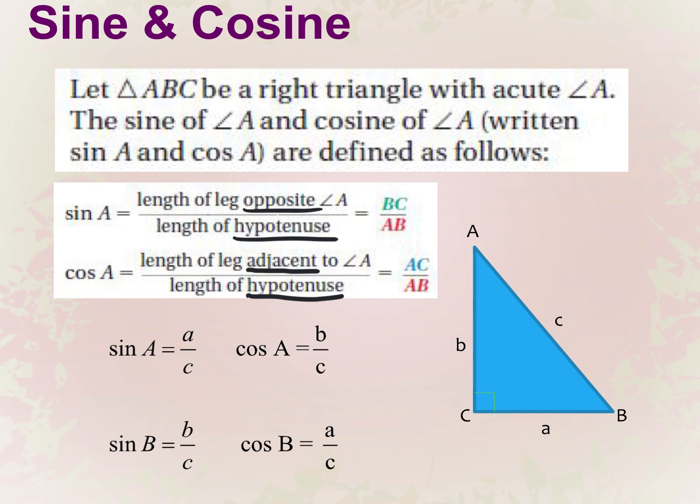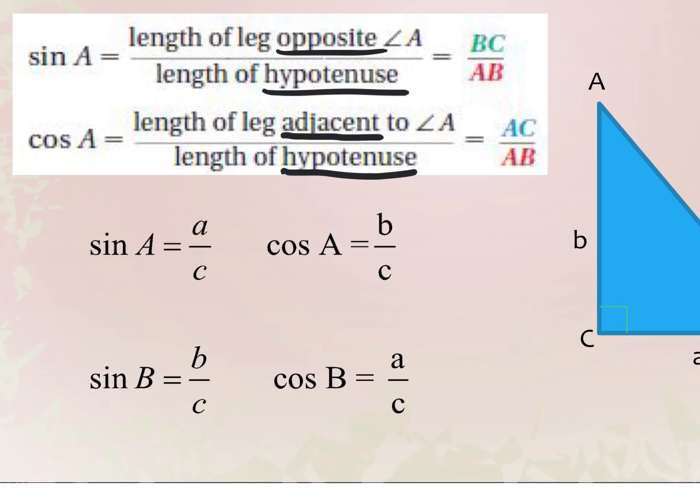Let's take a look at the sine of B. So go to angle B. What side is opposite angle B? Little b. So your ratio for sine of B is little b over C, because C is the hypotenuse. Okay? Check it out. What do you notice is the same between all 4 of these ratios? C. The hypotenuse is always the denominator. Highlight that, guys. Okay? That's very important.